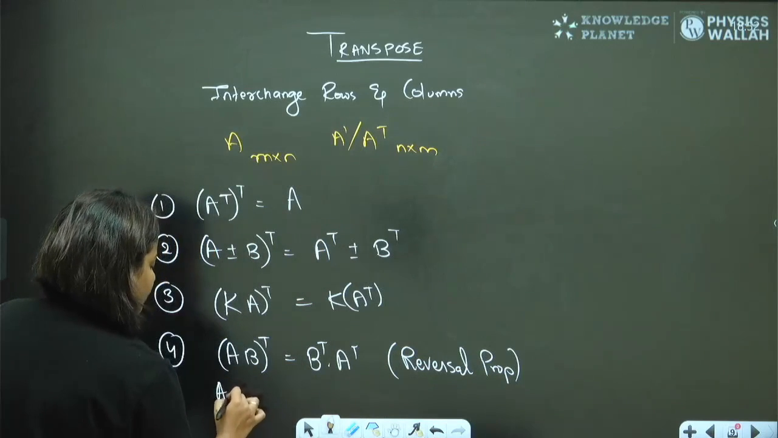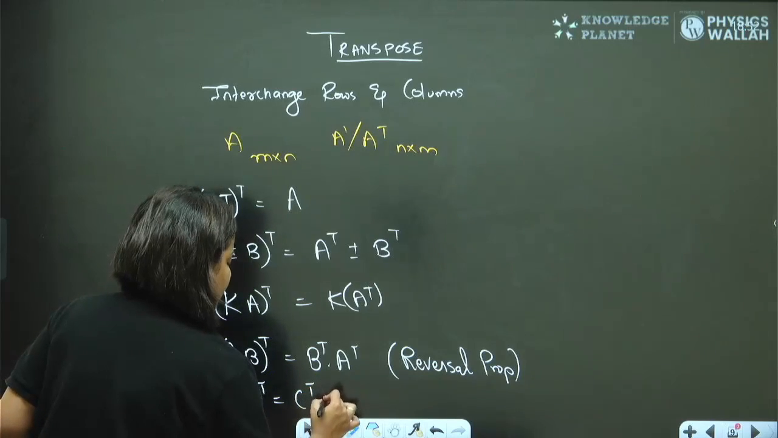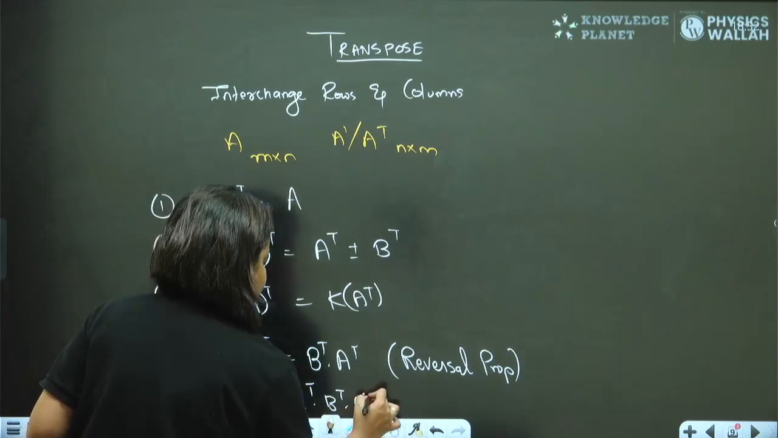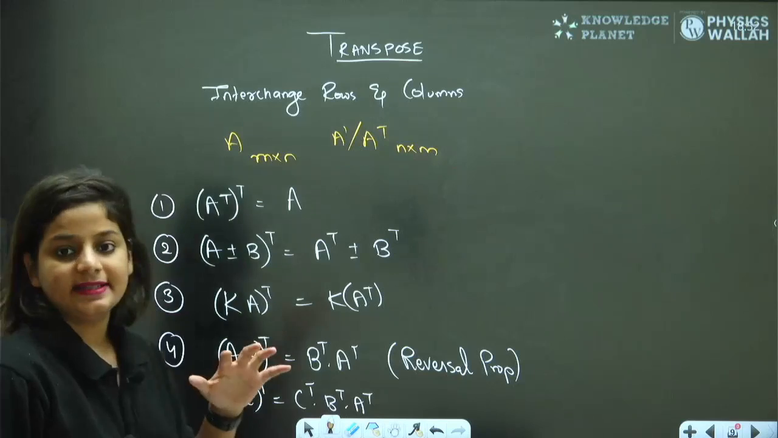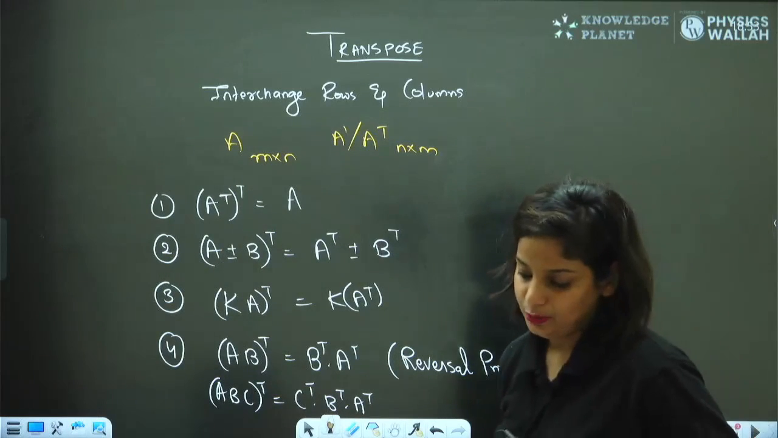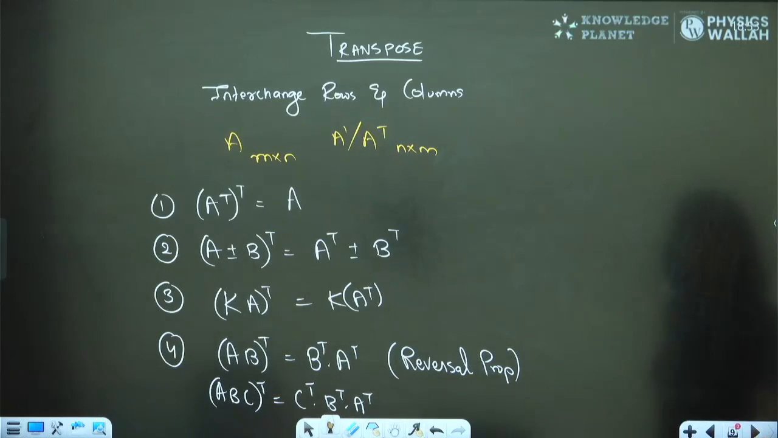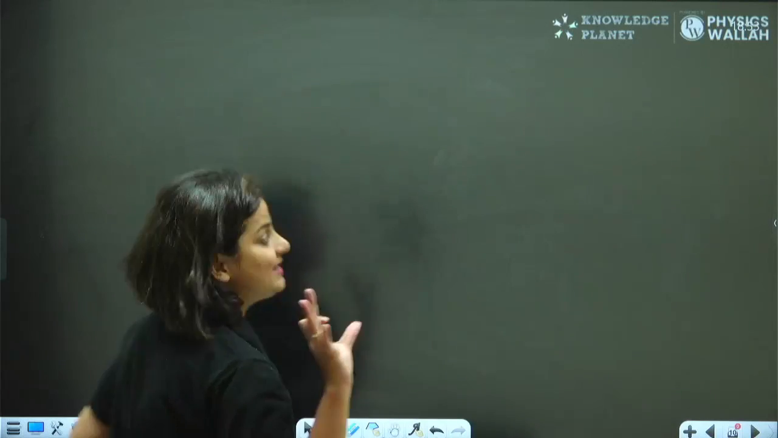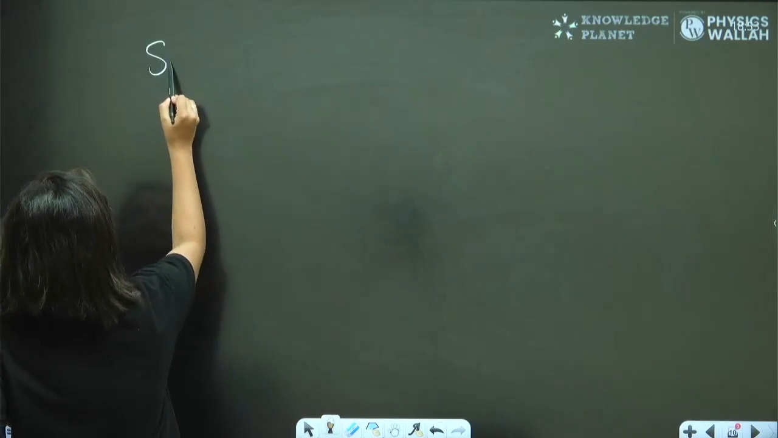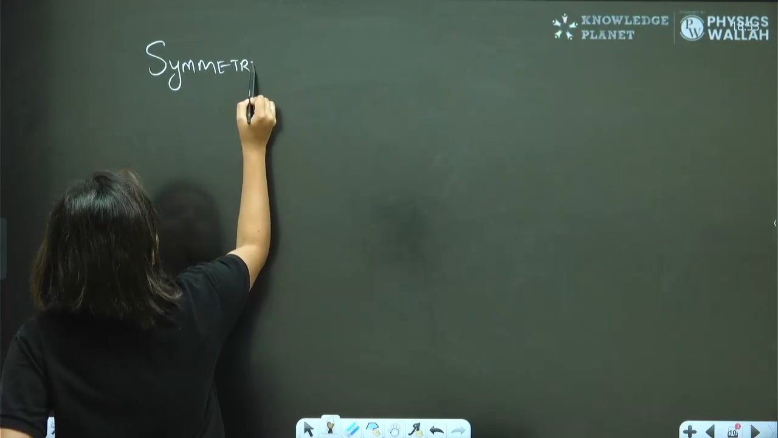If there are more than two elements like A, B, C, the whole transpose, you will start from the end, that is C transpose, B transpose, and then A transpose. Got it, people? These are the properties of transpose. The whole aim of studying transpose was to study symmetric and skew symmetric matrices, right?